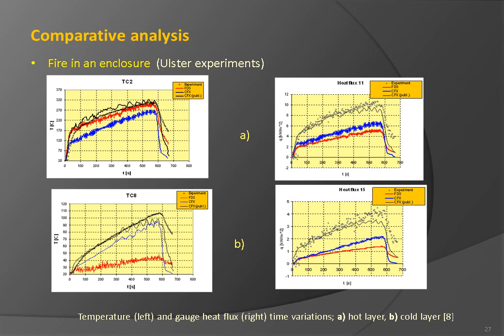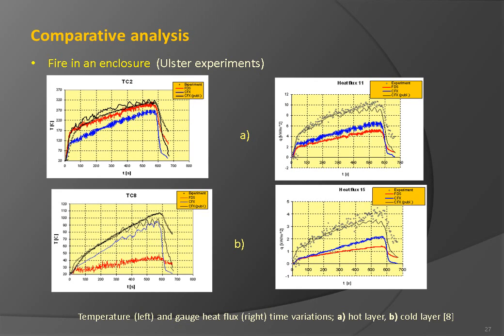All the experimental data and the CFD results confirm significantly higher temperatures in the upper hot layer. They are 200 degrees Celsius higher than in the lower cold layer. As a result, the heat flux to the wall also doubles.